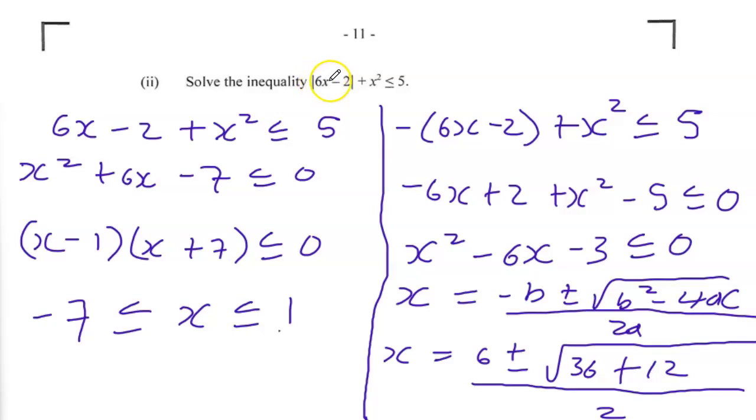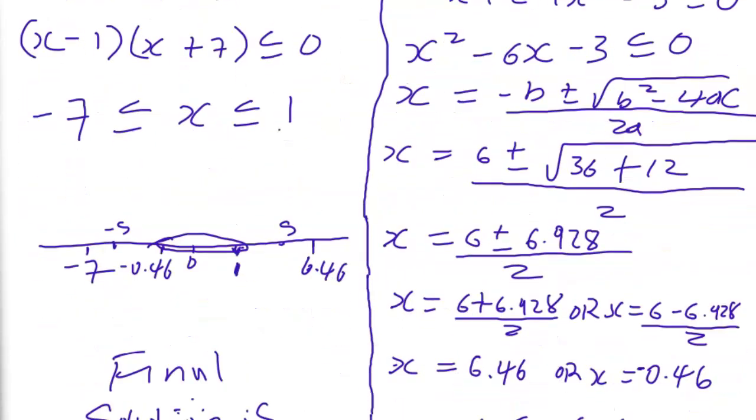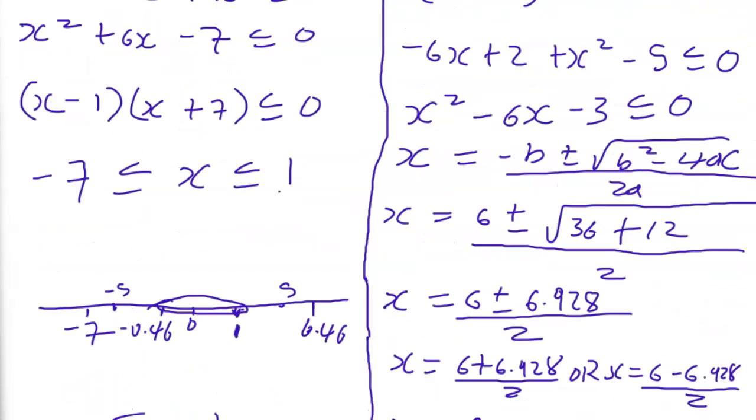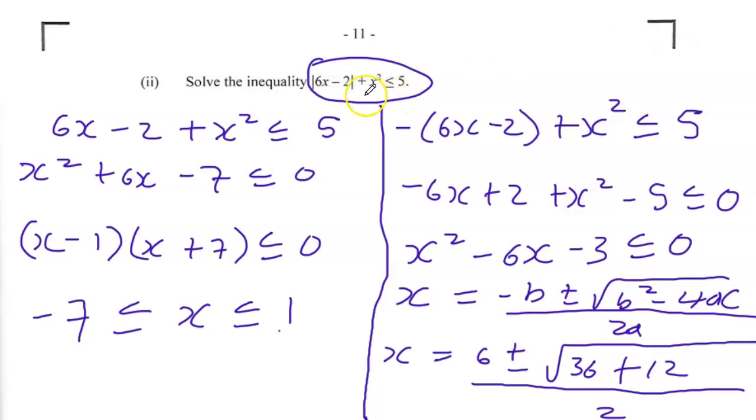Minus 5, 6 times minus 5, that's minus 30. Minus 2, that's minus 32. Modulus, so it's positive 32. Plus a square term, you get a positive value. It's certainly not less than or equal to 5. So the only solutions that will fit this inequality here will be the values which are less than or equal to 1, but greater than or equal to negative 0.46. Let's try 1, since it could be equal to 1.